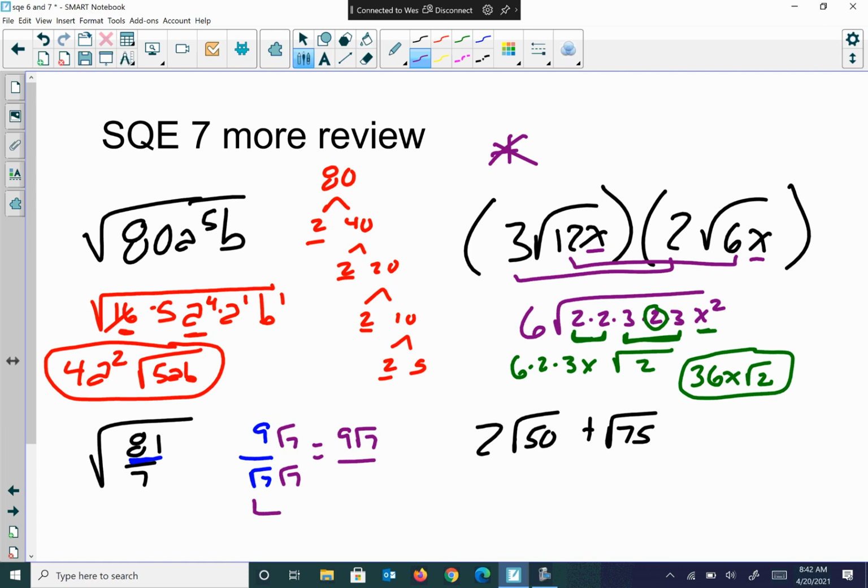Selma, root 7 times root 7 is root 49. So what's the square root of 49? 7. And I cannot reduce the 7s because one is outside and one is inside. Okay?